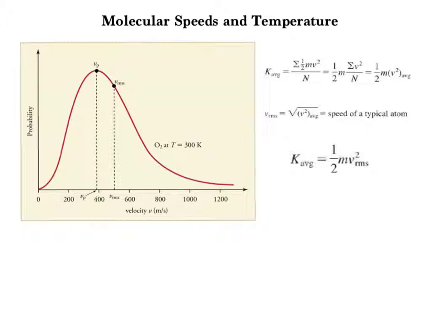Because we'll be taking the square root of the average, or the mean of the squares of the speeds, we define the root mean square speed as the square root of v squared average. This is the speed then of a typical atom.